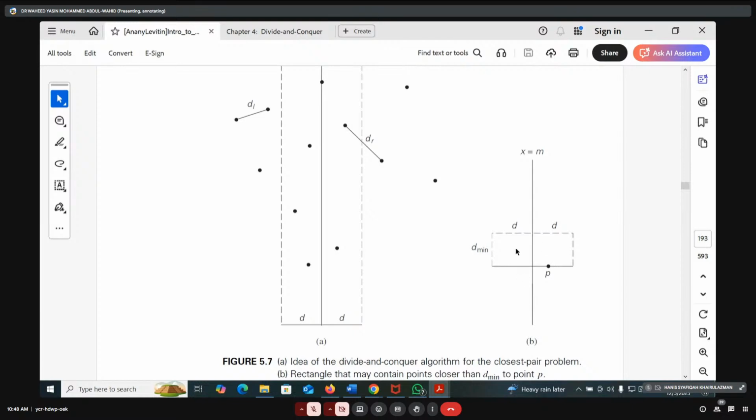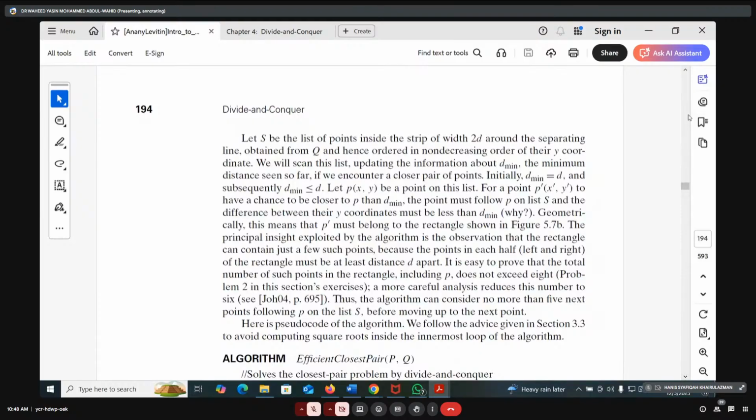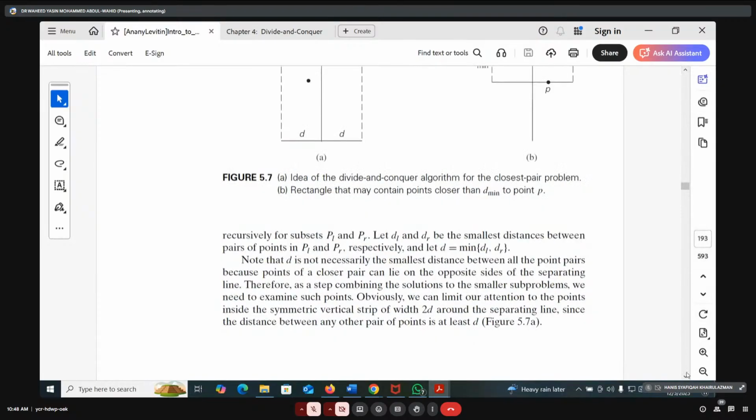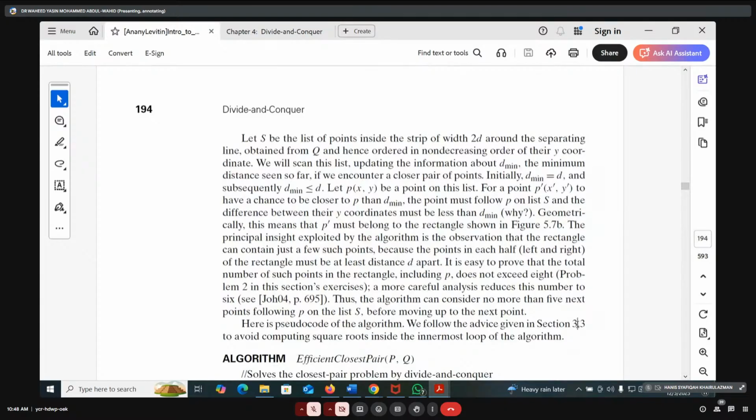Some of them, they said we'll also break the D into small squares, and then we'll have the points in the median. So thus the algorithm can consider no more than 5 next points following P in the list S before moving up to the next point. Here is the pseudocode of the algorithm. We follow the device given in section 3.3 to avoid computing square root inside the incremental loop of the algorithm.